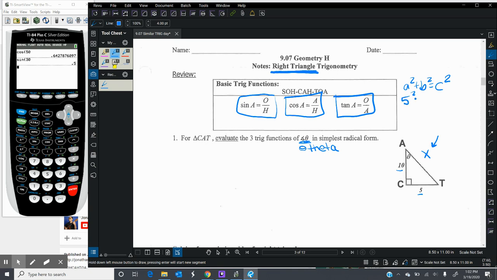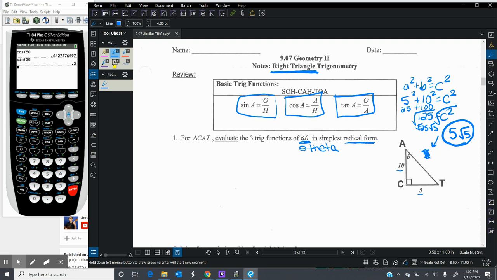So our side c is going to be 5 squared plus 10 squared equals c squared. 5 squared is 25 plus 100 gives us 125 equals c squared. We are going to find this in simplest radical form, just looking ahead for question 1. Square root of both sides gives us square root of 25, jumping ahead, times square root of 5, which will be 5 radical 5. It's going to be the measure of the side x here. So now we know that that's 5 radical 5.